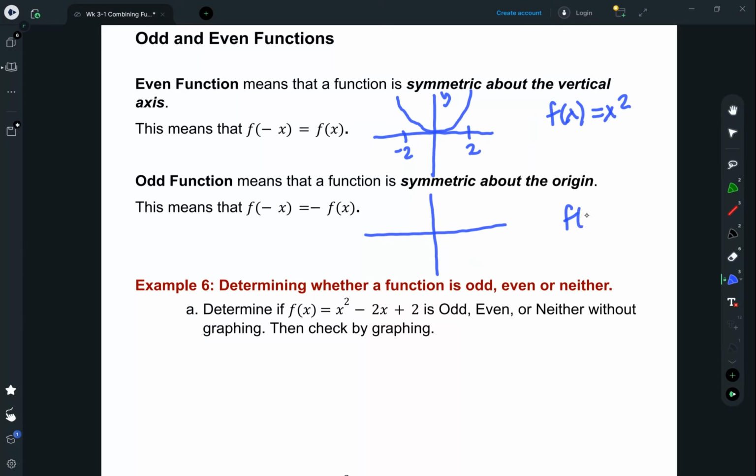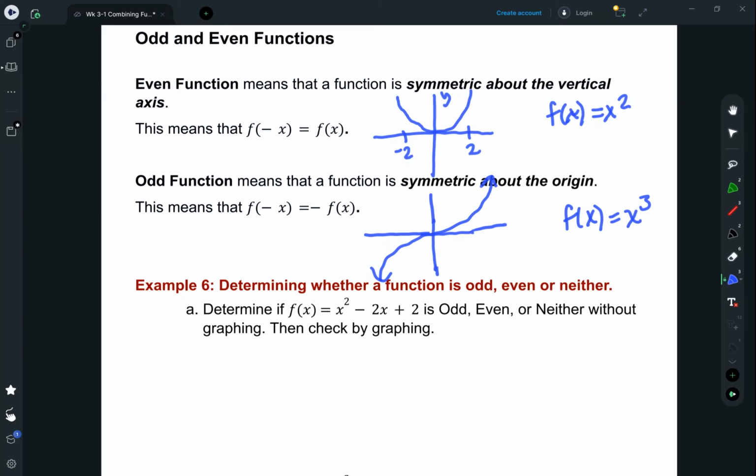And when I think about odd functions, I like to think about x cubed. And x cubed looks, I'm not the world's best drawer with this pen, but it looks more or less like this. Let me try that again. Okay, here we go. Got it this time. X cubed. Okay, that's pretty good.